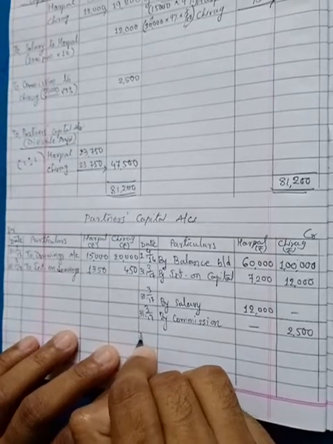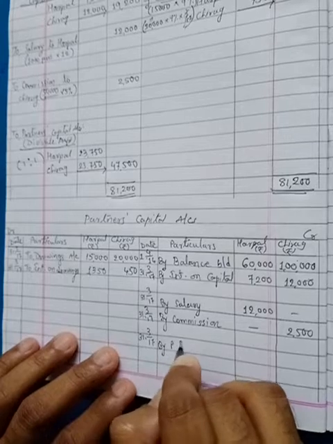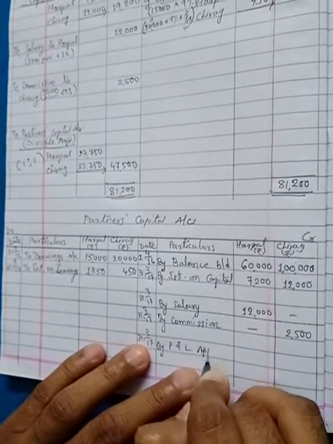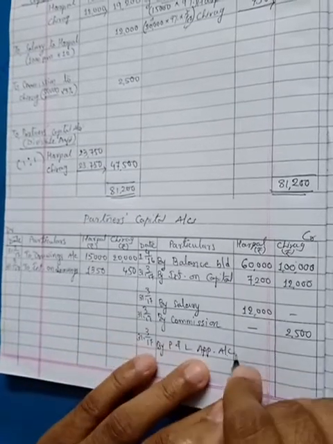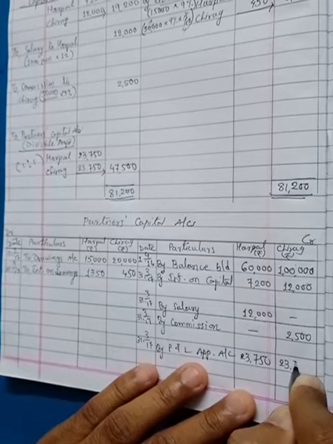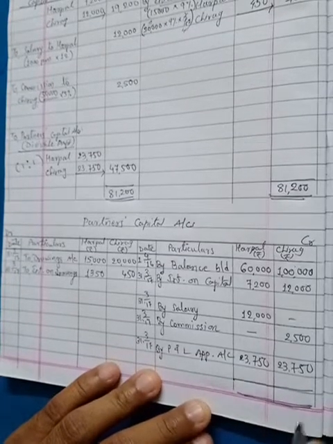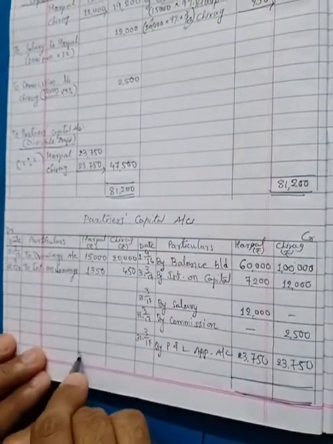And the second effect is recorded in the partners' capital accounts on the credit side. Date 31/3/17. You can write over here by profit and loss appropriation account 23,750 and 23,750.